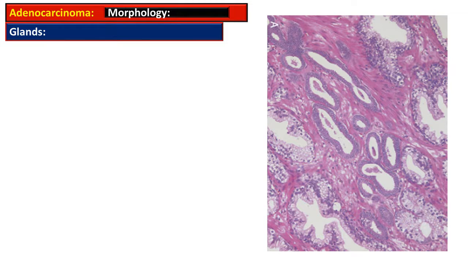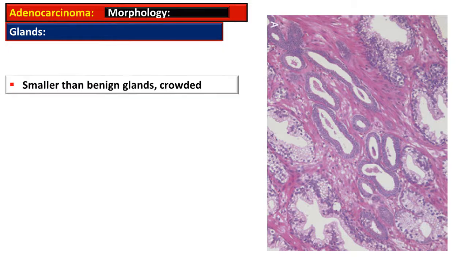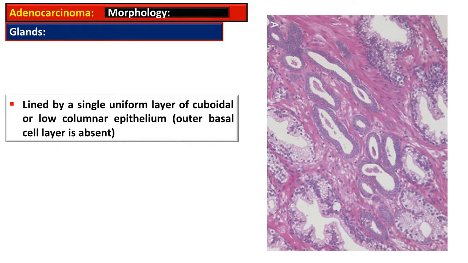So the architecture of these glands in the morphology of the adenocarcinoma are well defined and they have adopted recognizable patterns, and these recognizable patterns are helpful in the grading of these adenocarcinomas, that is termed as Gleason grading, and we will discuss that grading system in detail later. The gland size is smaller than the benign gland and these are crowded, and the lining epithelium of these malignant glands is a single uniform layer of cuboidal or low columnar epithelial cells, and the outer basal layer is absent in malignant glands.